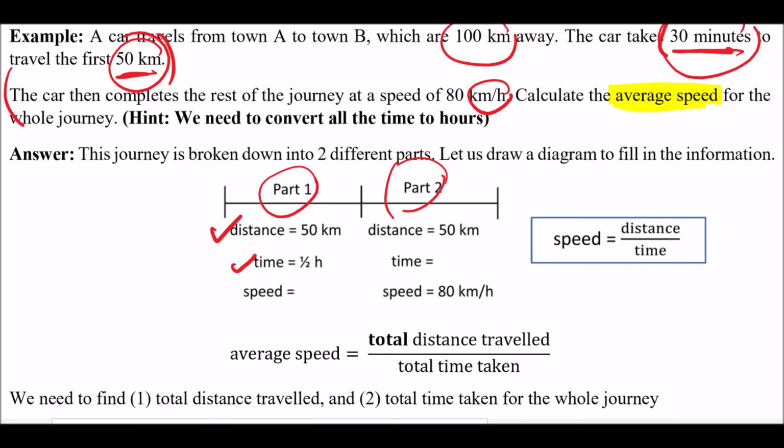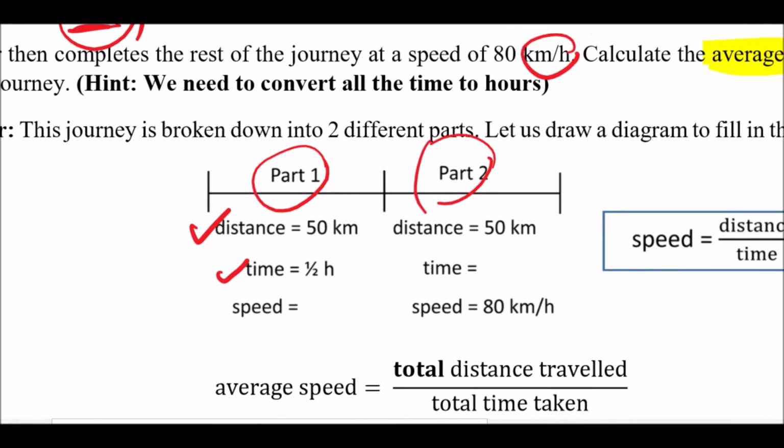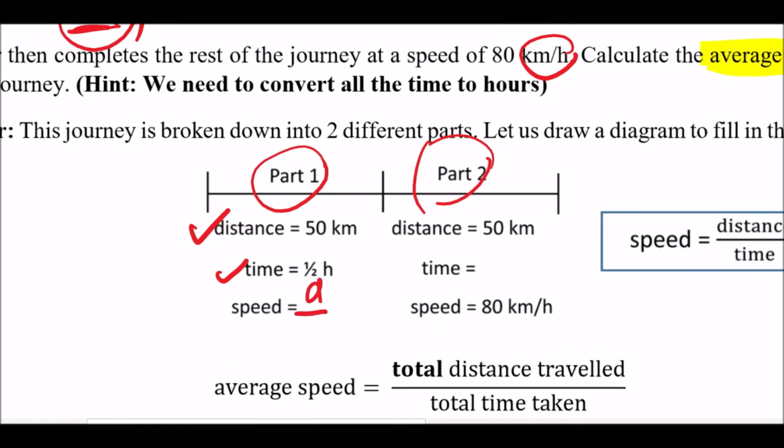All the time. So speed is distance over time. This one we already know. When you press your calculator correctly, it should be 100 kilometers per hour. I'm running out of space, so I'm writing over. So we are done with part 1.